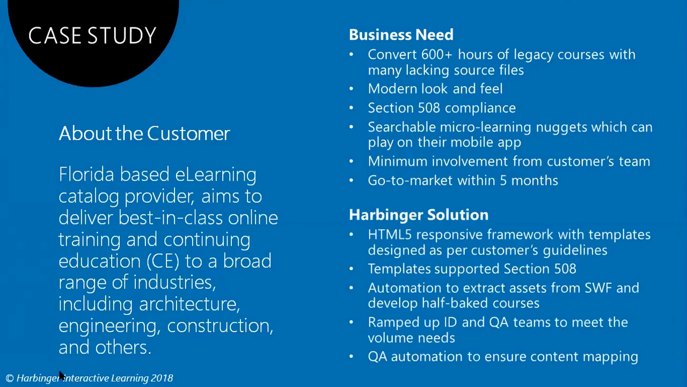And the solution that the Harbinger team came up with was creating an HTML5 responsive framework with templates designed as per customer guidelines. At the template level, we implemented the compliance standards, Section 508. We developed custom automation utilities to extract assets from existing legacy courses. From a team perspective, we ramped up our instructional design and QA teams to meet the volume needs. And then eventually, to cut short the time cycle of the project development, we automated the QA process as well.